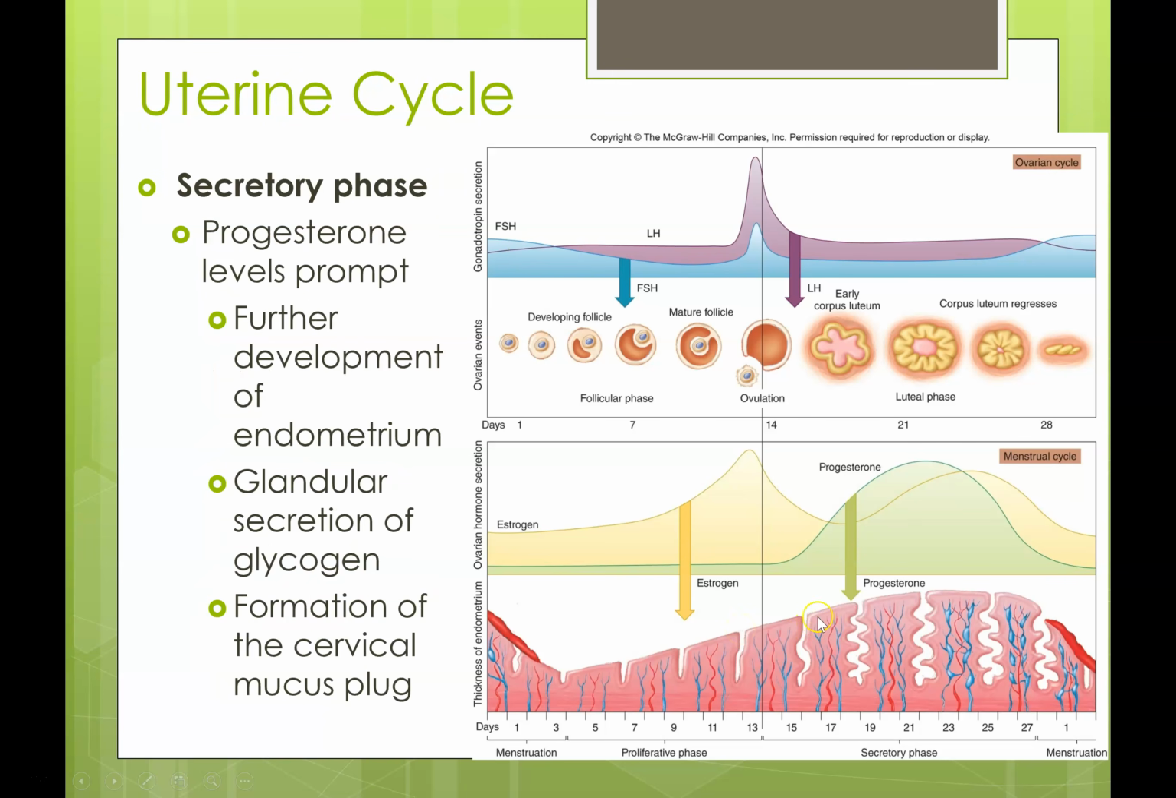During our secretory phase, we see that the progesterone levels are going to increase, and this is going to prompt further development of this endometrial tissue, glandular secretion of glycogen, and also formation of a cervical mucus plug.